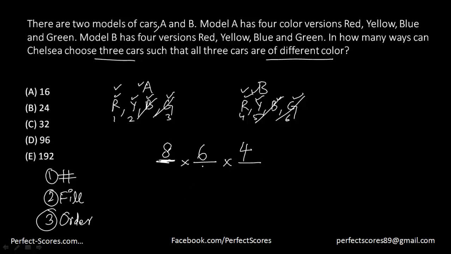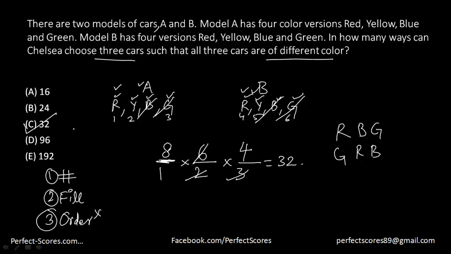So all you have to do is ask yourself, does the order matter? No, the order does not matter, because if I choose the red car first, blue car second and green car later on, or if I choose the green car first and the red car second and blue car later on, the order would not matter at all. Which means what I have to do is divide by the number of slots to get the answer. Hence my answer over here is equal to 32 different ways in which I can choose this car.